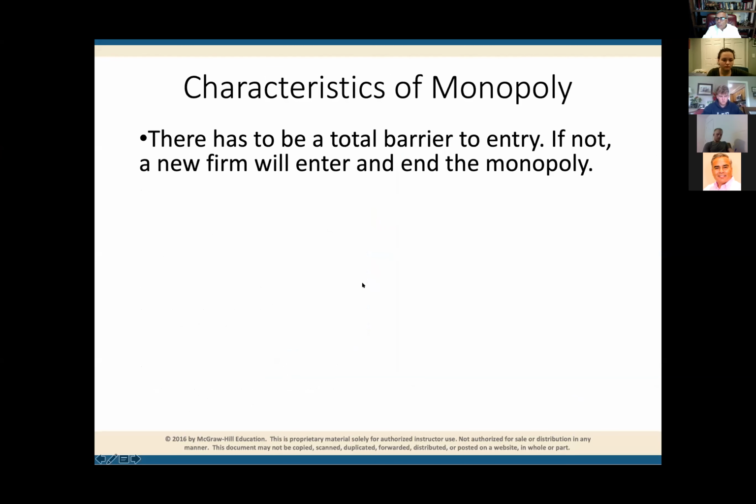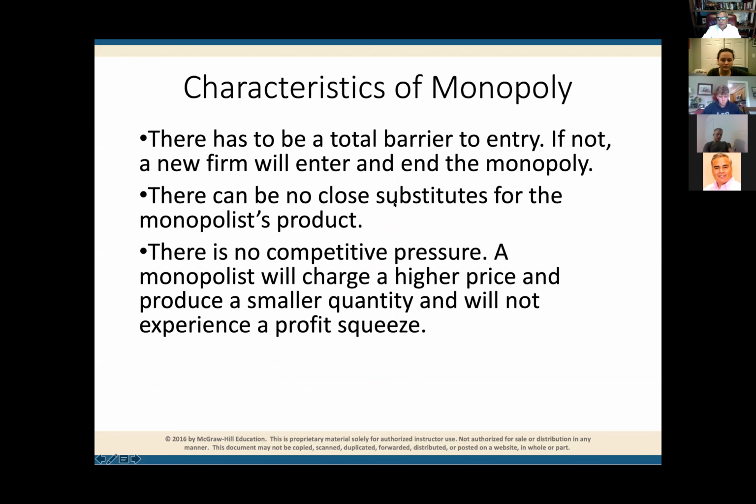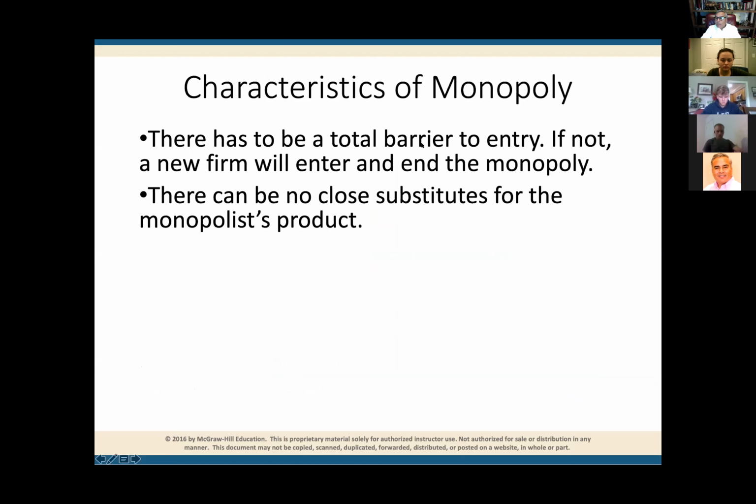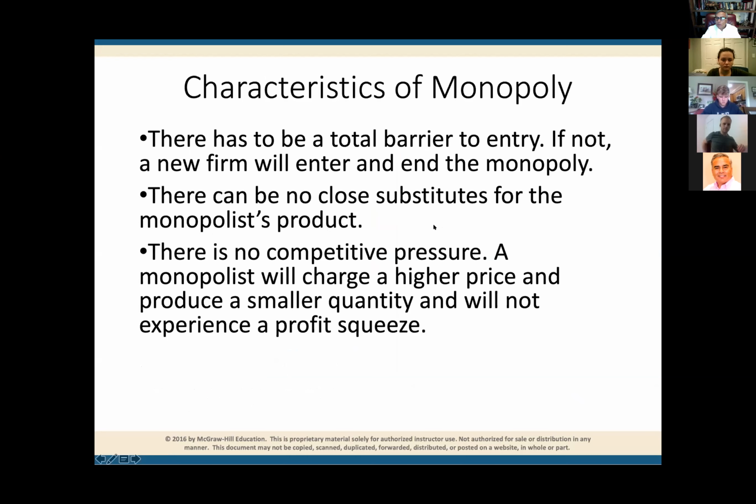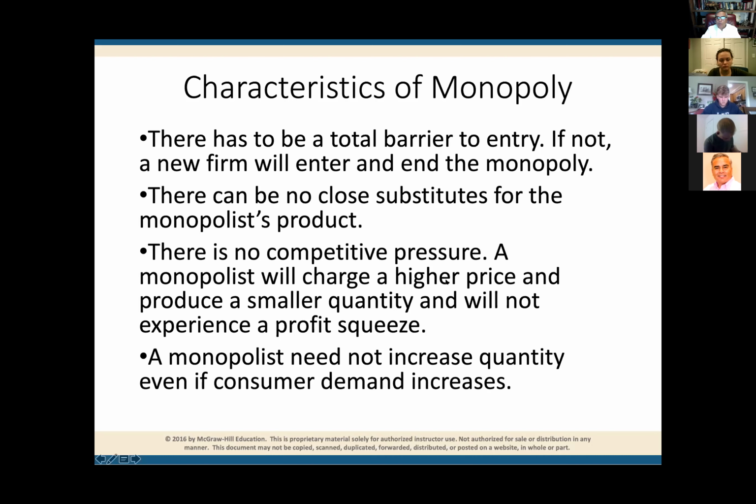Now, what is unique about monopolies? What is unique is that there are a lot of barriers to entry. They sell a product that has no substitutes, so they have no pressure from competition. A monopoly doesn't need to increase the quantity, even if consumers are demanding it.